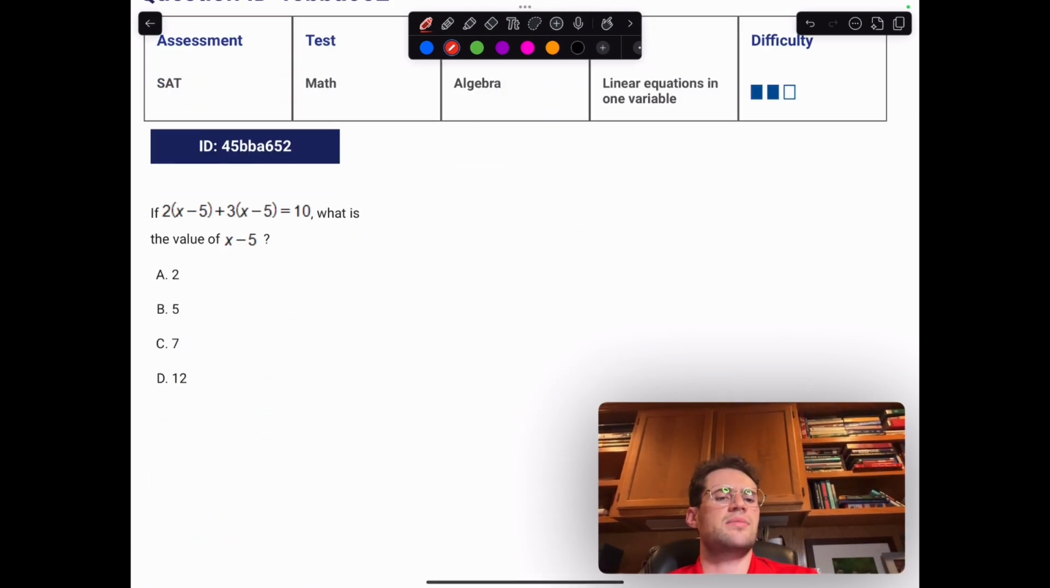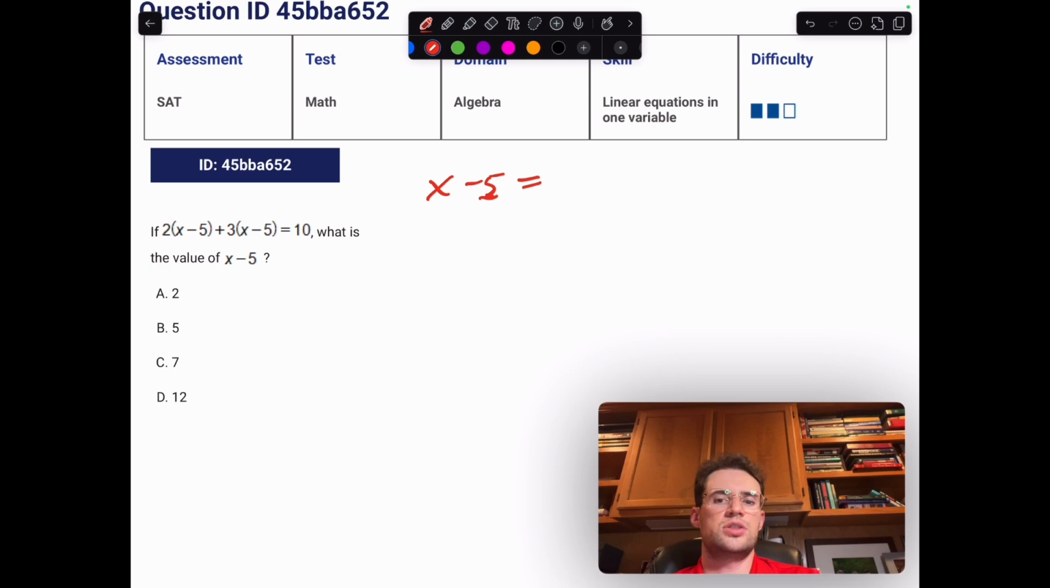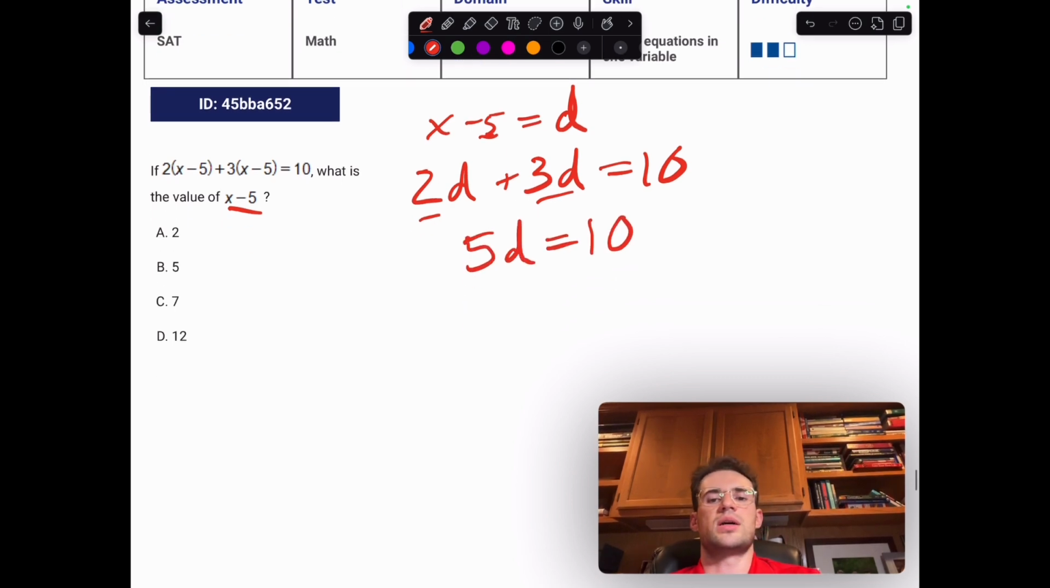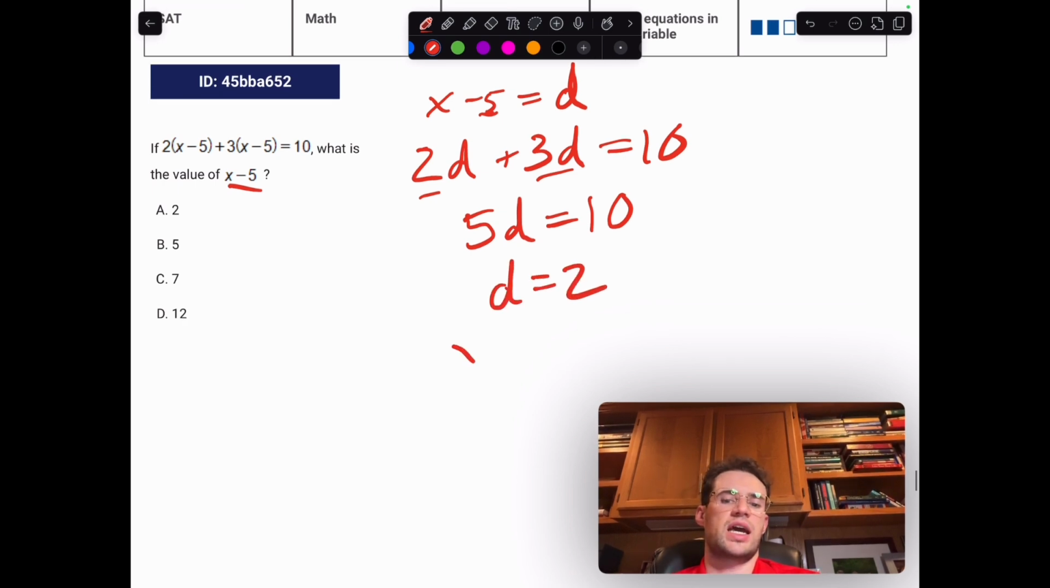2 times the quantity x minus 5 plus 3 times the quantity x minus 5 equals 10. What is the value of x minus 5? I'm going to do this first the way where you substitute something in for x minus 5. Let's do d, because I'm done with them asking for these. So you'd say it's 2 times d plus 3 times d is equal to 10. So we have 2 d's and then 3 d's. That's 5 total d's equals 10. What times 5 makes 10? D has to be 2. Okay, so you can think of it that way, which means that x minus 5 equals 2.